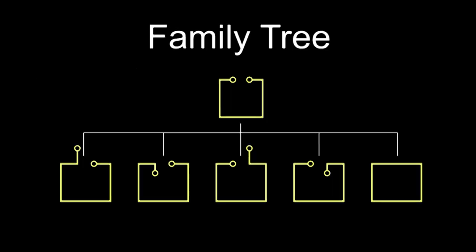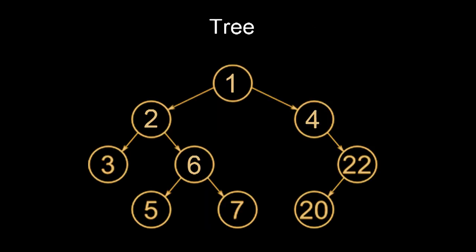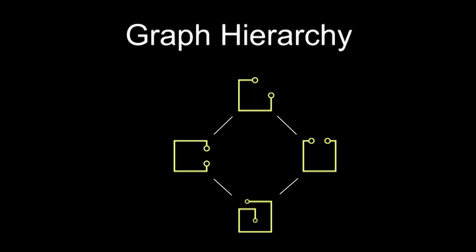The hierarchy is kind of like a family tree for graphs. Each graph has a set of children and a set of parents. But the term tree is misleading here because computer scientists use the term tree to refer to a data structure in which each node has only one parent. So the hierarchy is not actually a tree because two siblings can have the same child.